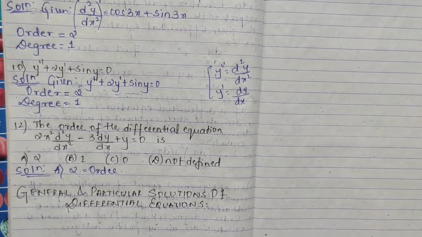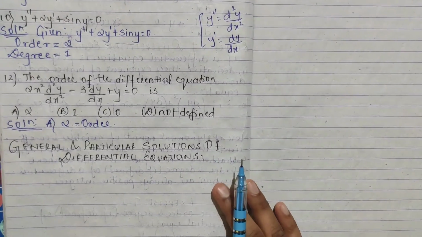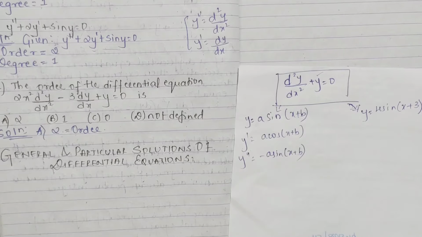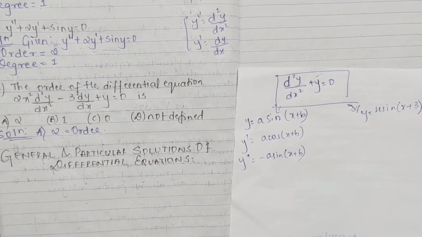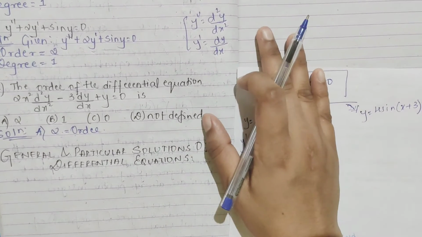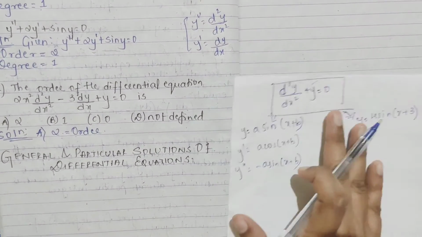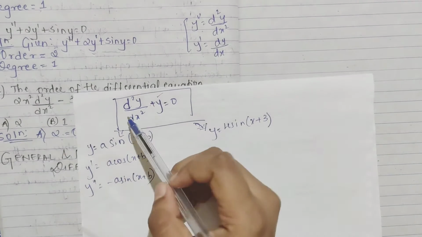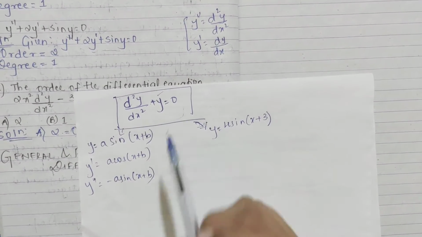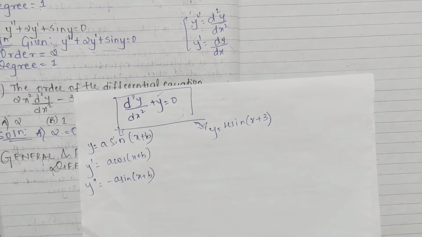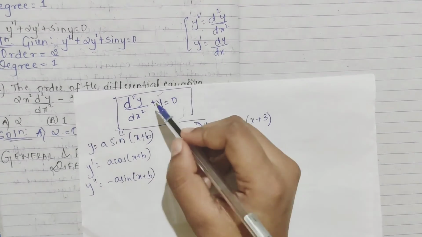Next, we will head to general and particular solutions of differential equations. Now next we are going to see general and particular solutions of differential equations. Solution means what? A particular equation is given, and you have to find out the solution. Now see, generally we are considering a differential equation d^2y/dx^2 plus y is equal to 0. So you have to find the solution of this. Solution means how it will be?